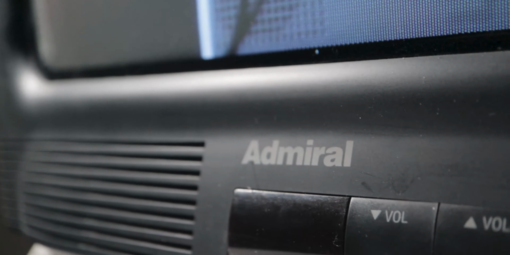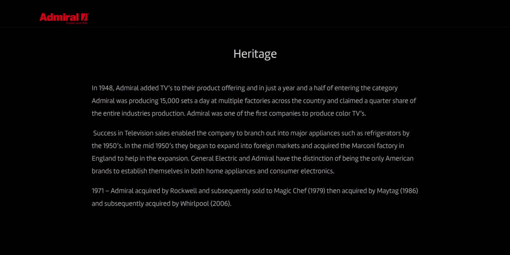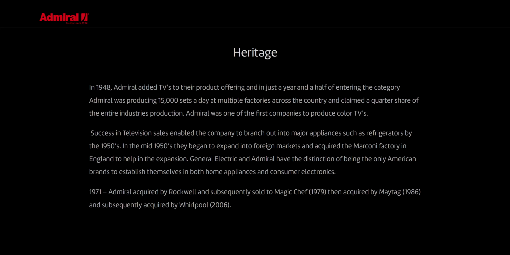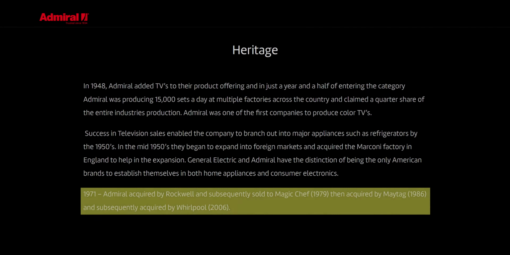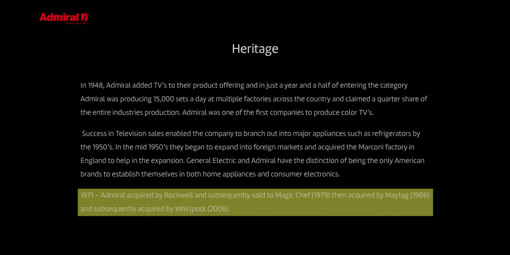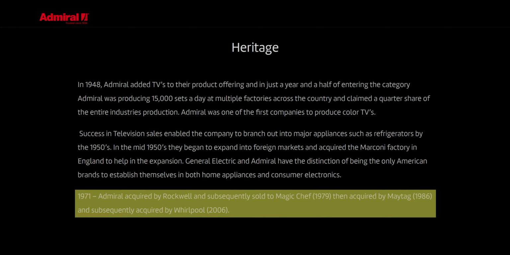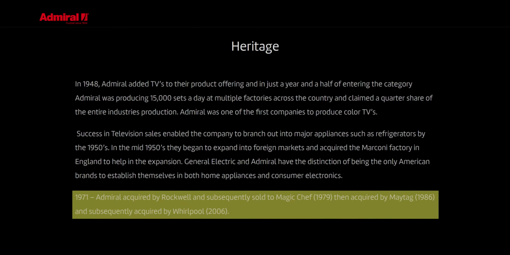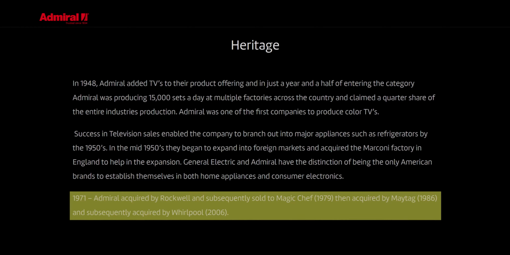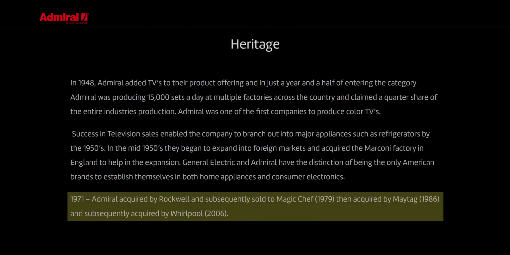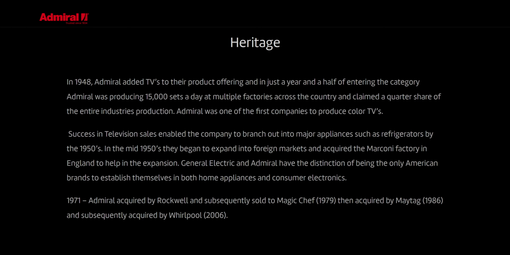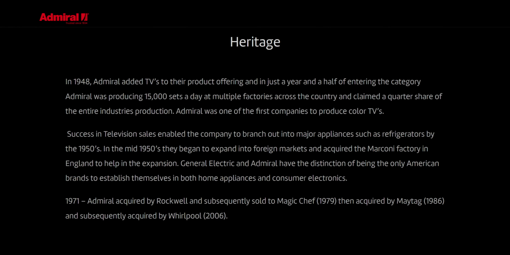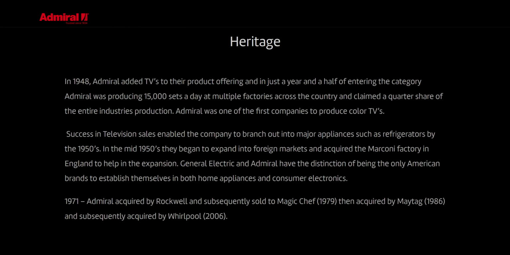Also, I've never heard of Admiral before. According to their website, they were founded in the 1930s, but didn't start making TVs until 1948. And then they got acquired in 1971 by Rockwell, sold to Magic Chef in 1979, acquired by Maytag in 1986, then acquired again by Whirlpool in 2006. It looks like they bounced around to a bunch of companies, and now I guess they make appliances like washers and dryers. I don't really see anywhere where you can buy them, but I didn't really research it that much.